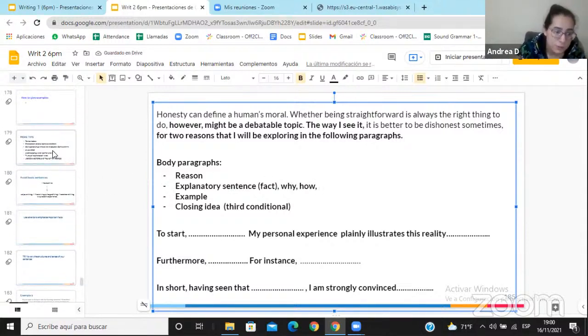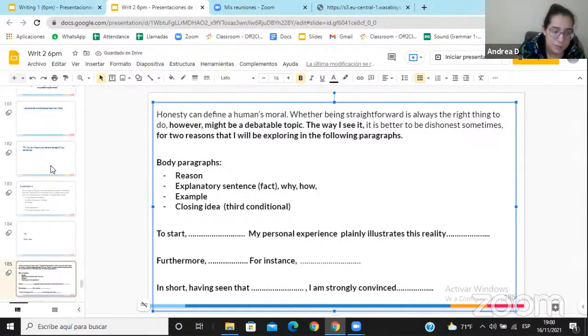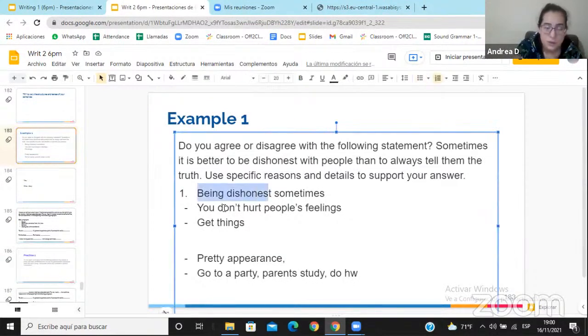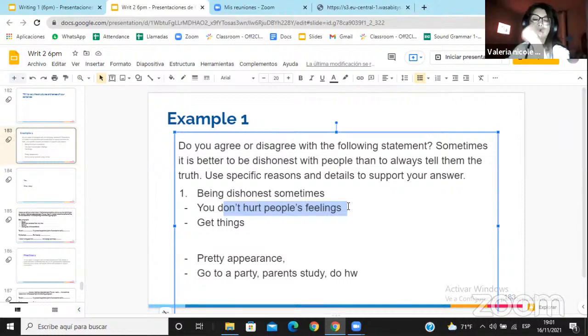So for example, if your argument is that when you're dishonest, you don't hurt people's feelings, that's your reason. When I say explanatory sentence, you can explain a bit more how or why that happens. You can tell me why people prefer to hear lies or why people get hurt when they hear the truth. Something like that. Or you could also give a fact.